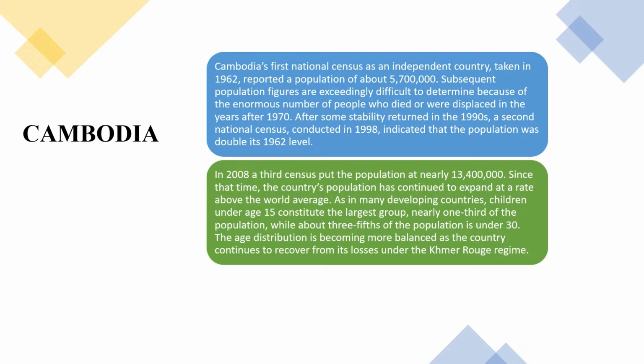A brief background on the country of Cambodia. Cambodia's first national census as an independent country, taken in 1962, reported a population of about 5,700,000. Subsequent population figures are exceedingly difficult to determine because of the enormous number of people who died or were displaced in the years after 1970.